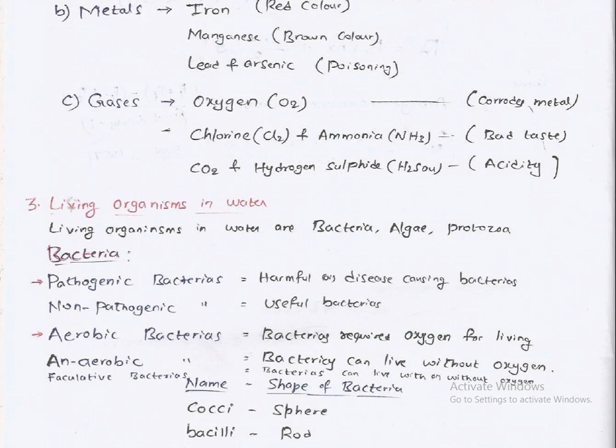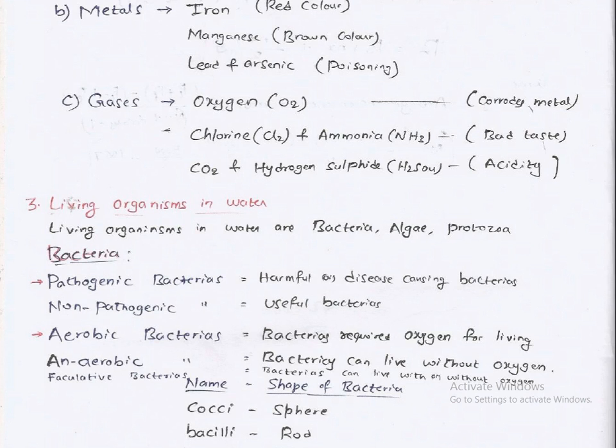Living organisms in water are bacteria, algae, protozoa, etc. Bacteria: pathogenic bacteria are harmful or disease-causing bacteria; non-pathogenic bacteria are useful bacteria. Aerobic bacteria require oxygen for living. Anaerobic bacteria can live without oxygen. Facultative bacteria can live with or without oxygen.